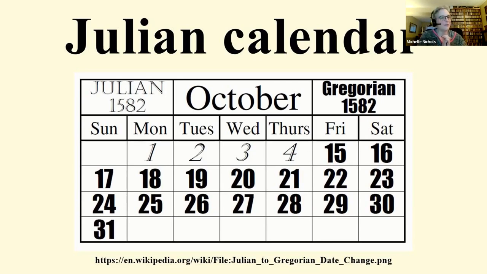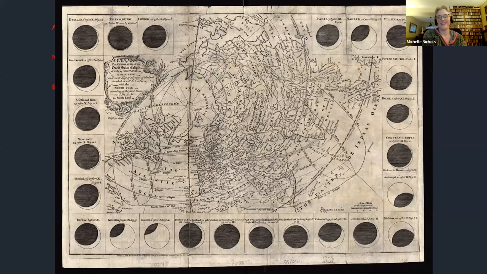However, not everyone was pleased with the Pope's efforts. Protestant countries, including England and its colonies, yes, including the colonies here at the time, did not recognize the authority of the Pope. And so they continued to use the Julian calendar past 1582 all the way to 1752.